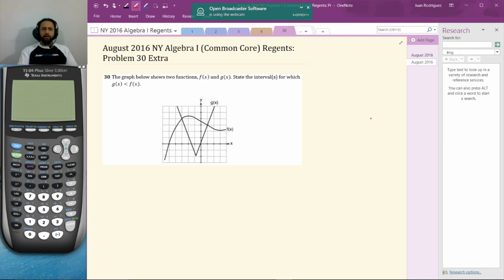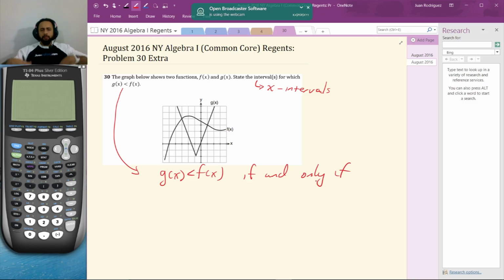So state the intervals for which g of x is less than f of x. So in this case, this is talking about x intervals. Okay, that's clear by the wording. So how do you know when g of x is less than f of x? So g of x is less than f of x if and only if.